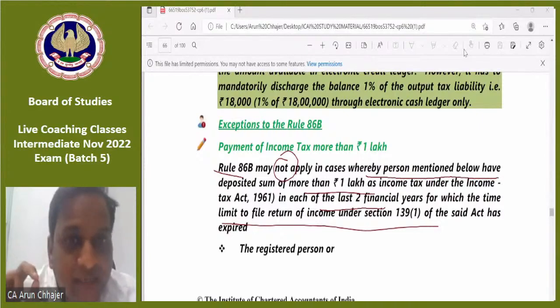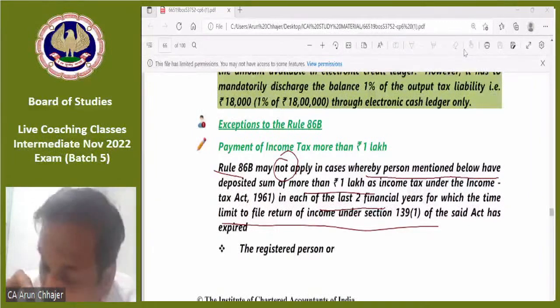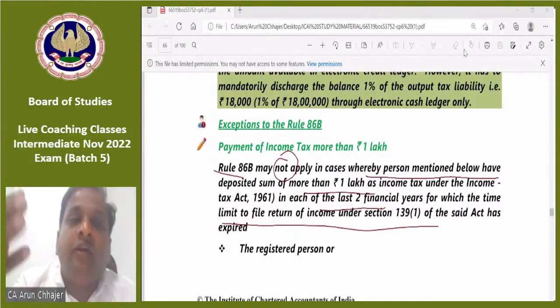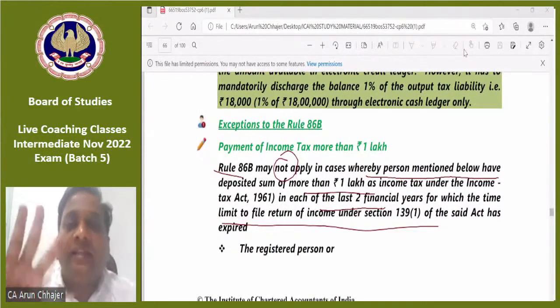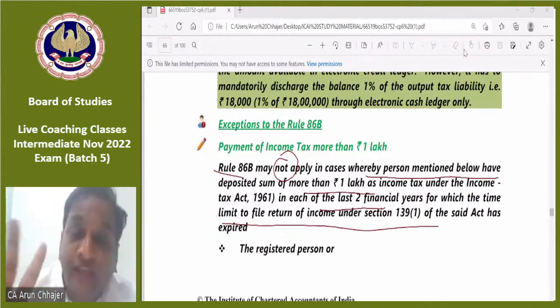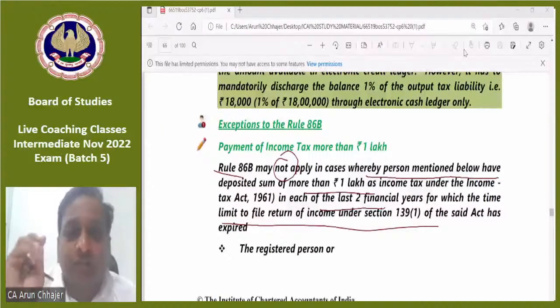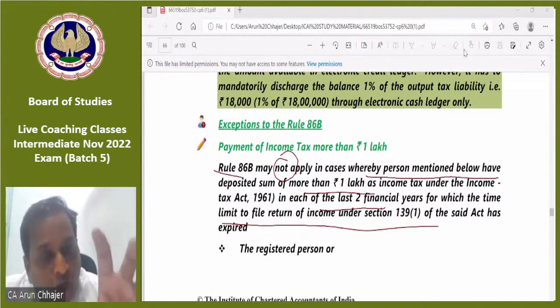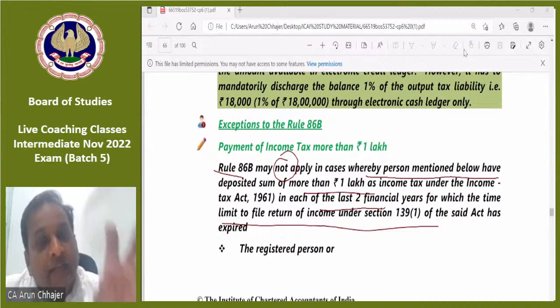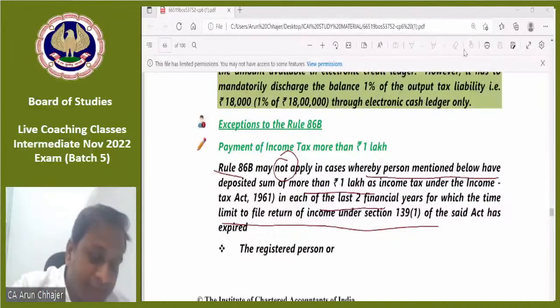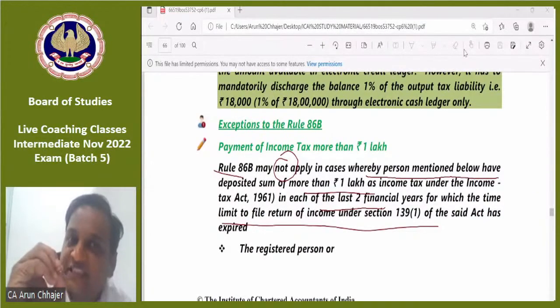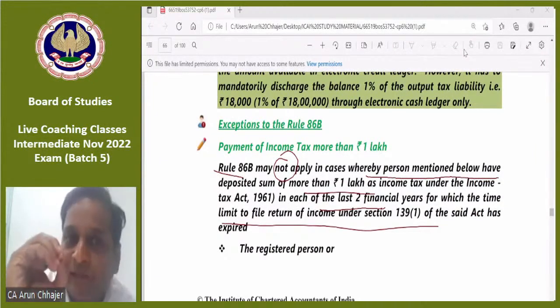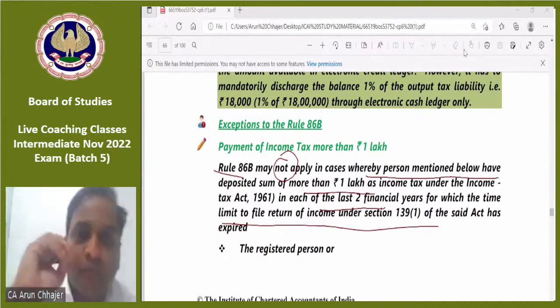In the given example, time limit is not expired for 22-23. So it will not be counted. For the balance 2 years, he has not paid more than 1 lakh in 2 years. He has paid only 1. So therefore, I can say this particular Mr. A is not relaxed by the provision. He has to pay 1% in cash. The answer is 86B ka relaxation not applicable to Mr. A. He has to pay 1% in cash.